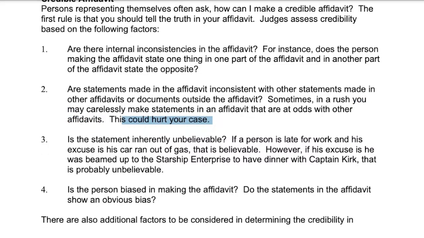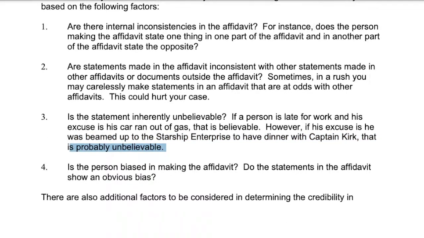3. Is the statement inherently unbelievable? If a person is late for work and his excuse is his car ran out of gas, that's believable. However, if his excuse is he was beamed up from the Starship Enterprise to have dinner with Captain Kirk, that's probably unbelievable. 4. Is the person biased in making the affidavit? Do the statements in the affidavit show an obvious bias?